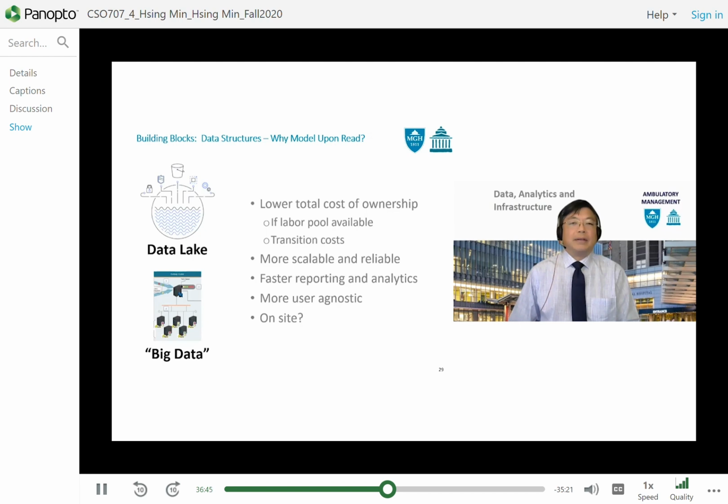Model on write is the old-fashioned method where as soon as you get the raw data, before you put it into storage, you apply a model to it. That's model on write. Okay.